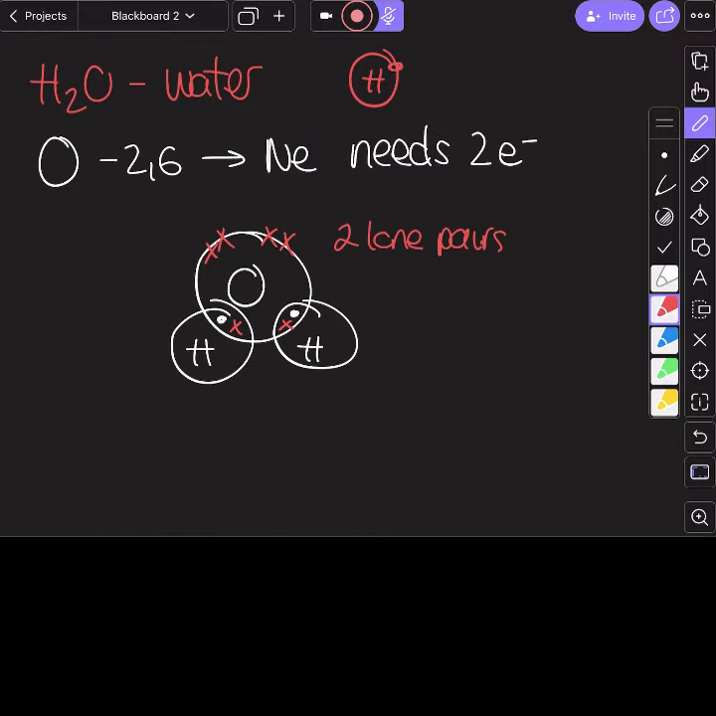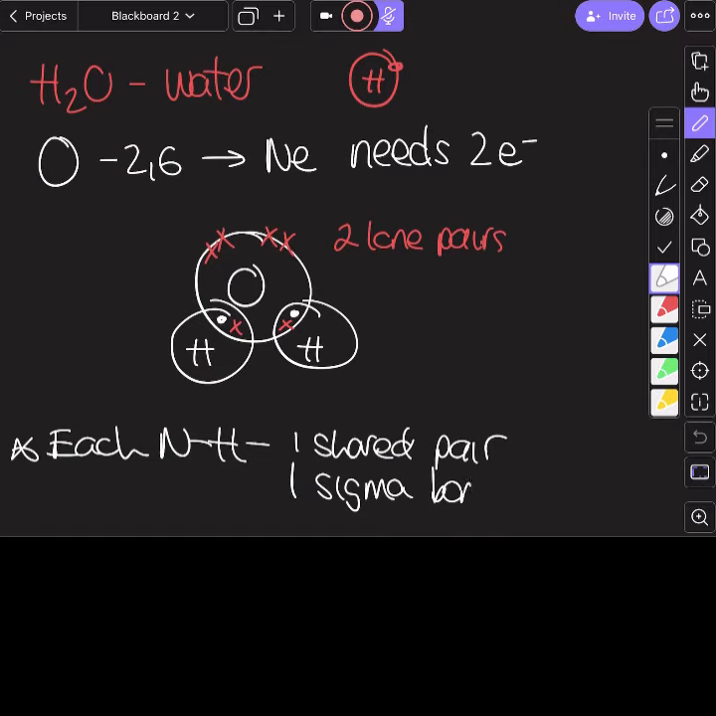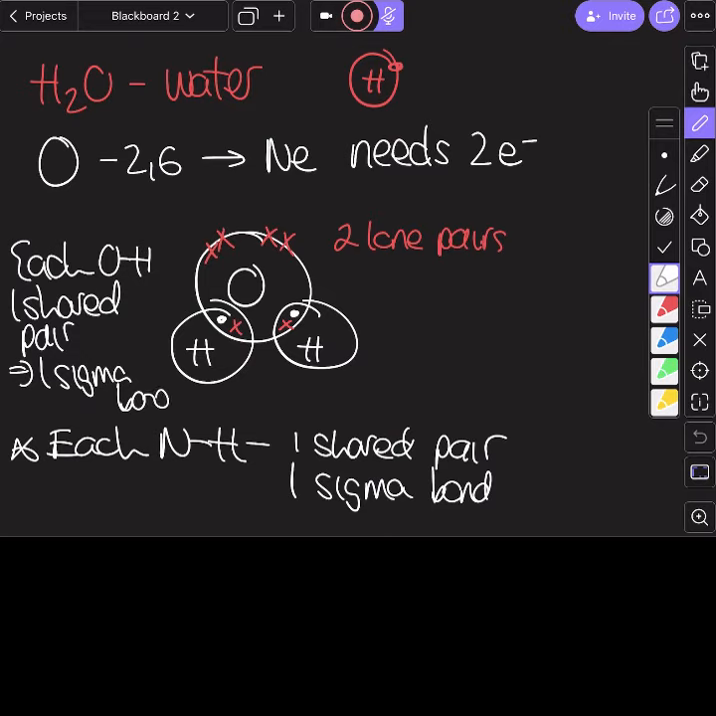Now I suppose I didn't say it for the NH bonds, so I'm just going to put the little caveat. Each NH bond from our ammonia is again 1 shared pair and it was 1 sigma bond. And for water here, each OH is 1 shared pair of electrons, and it is 1 sigma bond also. So we have done everything thus far. The 6 that we've done all are sigma bonded. There's 1 shared pair involved.